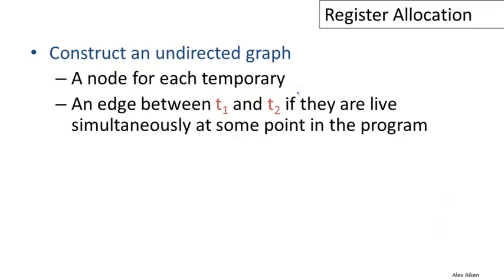Now, how are we going to use the liveness information to do register allocation? Well, we're going to construct an undirected graph, and in this graph there will be a node for each temporary, so each variable will have a node in the graph, and there'll be an edge between two temporaries if they are live simultaneously at some point in the program.